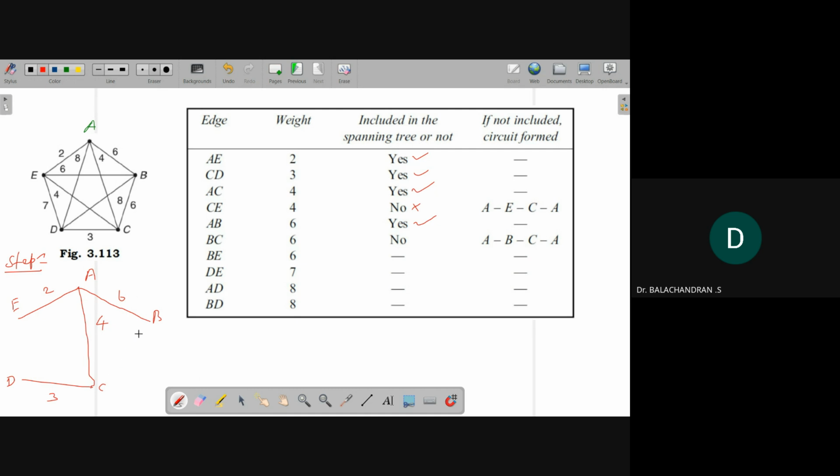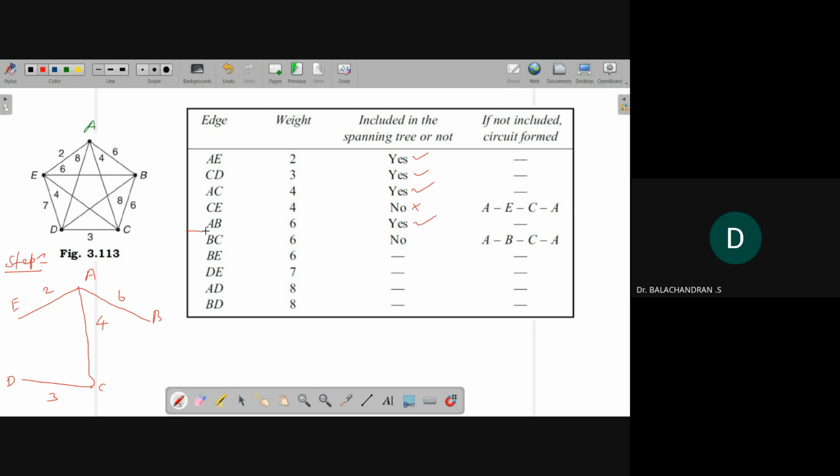BC. So again, if I put BC, it will form a cycle. That's why I don't want to take this one. The reason you should write: A, B, C, A, it will form a cycle. Okay, I think this step is not needed even, because there are 5 vertices, 1, 2, 3, 4, 5. So 5 vertices means 4 edges is enough. 1, 2, 3, 4. So I got a spanning tree. So why should I go for the next step? Okay, up to this is enough.